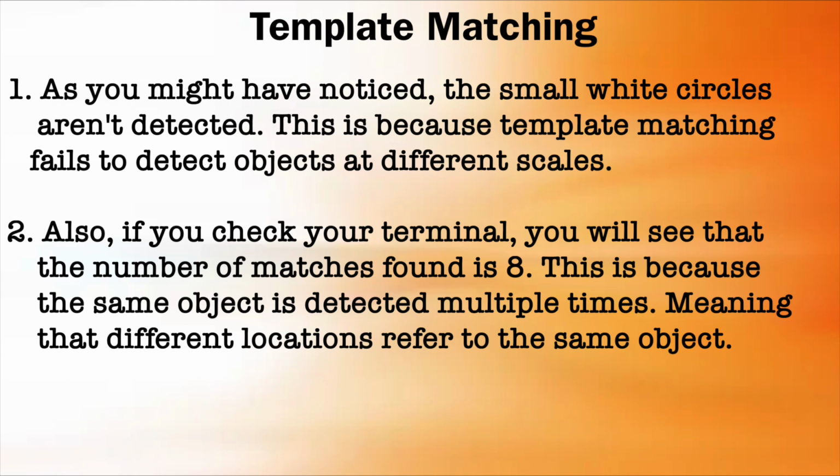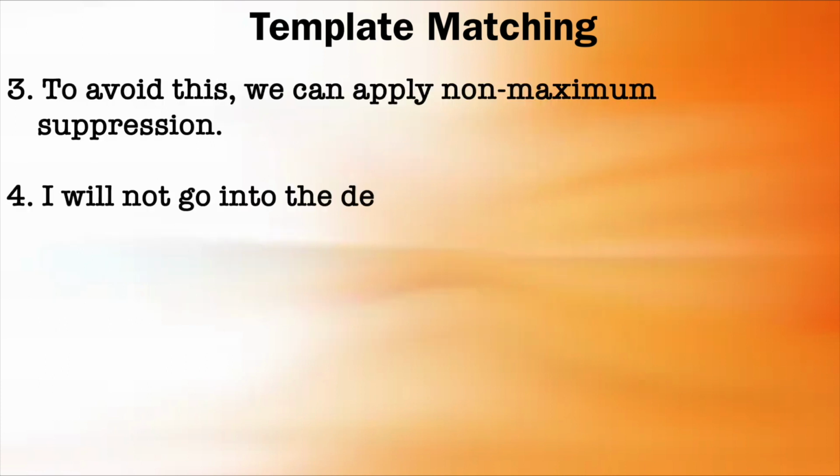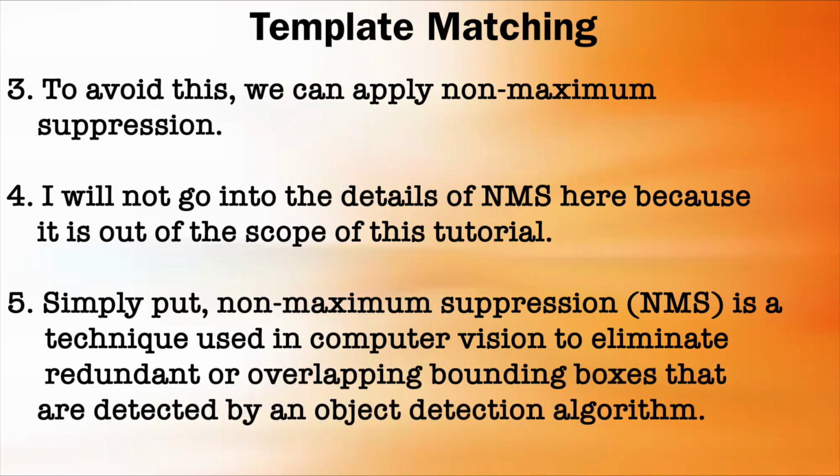This is because the same object is detected multiple times, meaning that different locations refer to the same object. To avoid this, we can apply non-maximum suppression. We will not go into the detail of NMS, that is non-maximum suppression, here, because it is out of the scope of this video. Simply put, non-maximum suppression is a technique used in computer vision to eliminate redundant or overlapping bounding boxes that are detected by an object detection algorithm.